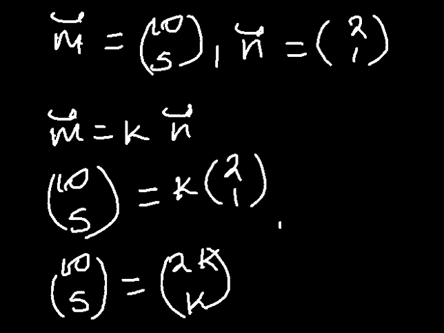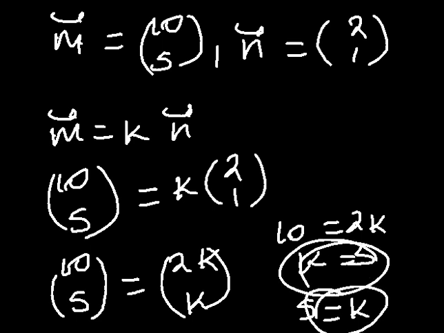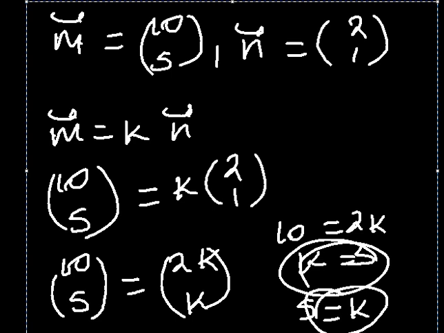So in this case we have 10 equal to 2k, of which k will be 5. And we also have 5 equal to k. Since the values of k are the same in both components, the vectors are said to be parallel vectors. So keep that in mind.